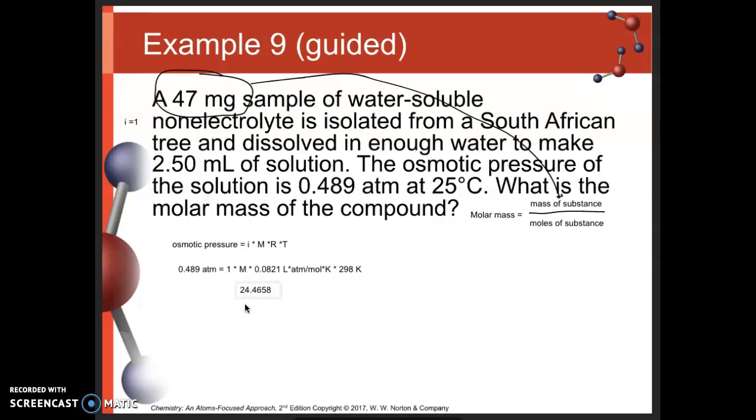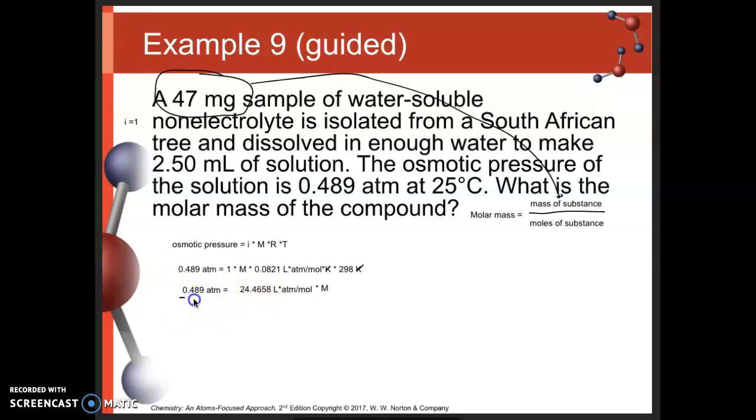24.4658, and that would be liters times atmospheres divided by moles. The Kelvin canceled out when we multiplied the two values together. And that is equal to, and we have that times M, which we still don't know, and that is all equal to the same 0.489 atmospheres.